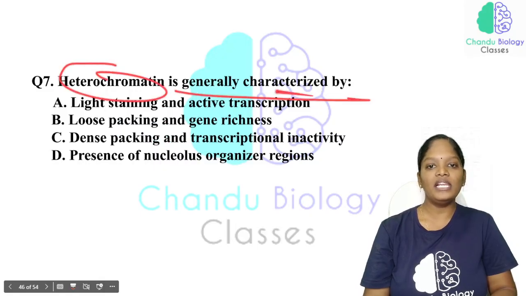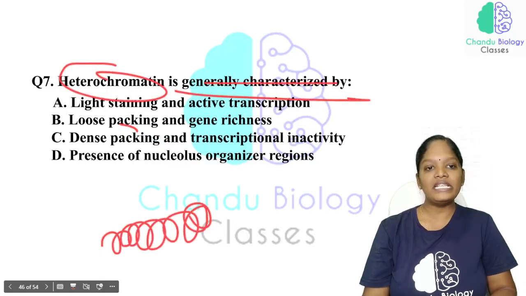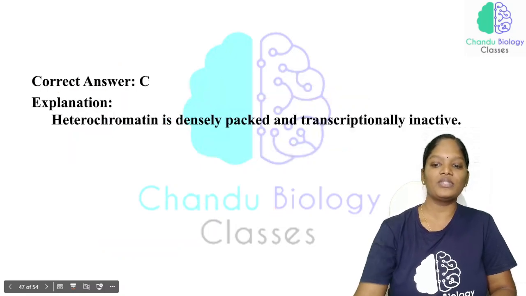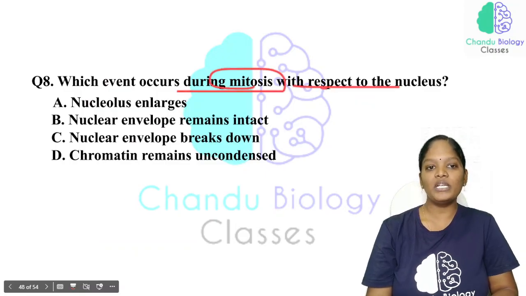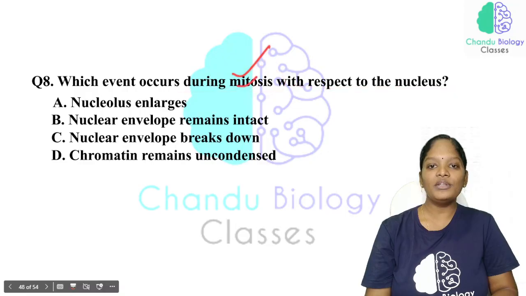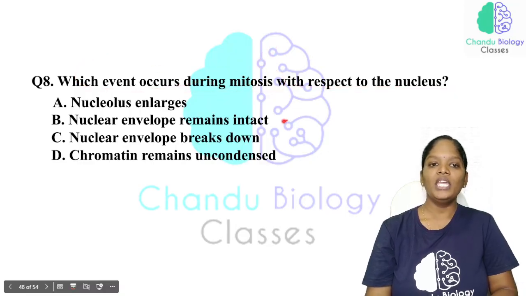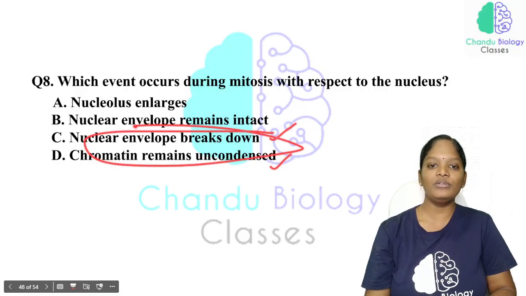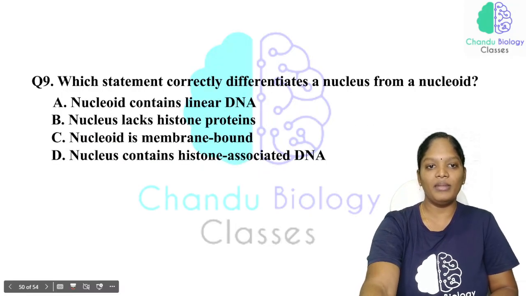Heterochromatin is generally characterized by dense packing and transcriptional inactivity. Okay, so that is the right answer. Which event occurs during mitosis with respect to the nucleus? Nucleolus enlarges, nuclear envelope remains intact, nuclear envelope breaks down, chromatin remains uncondensed. Which is going to take place? The nuclear envelope breaks down in case of mitosis.